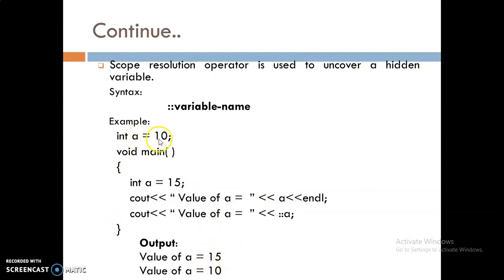But when we try to access the global variable which is outside the function, that is A is equal to 10, then I have to use the scope resolution operator along with A. Then I am able to display the value of A. So you can see that by using the scope resolution operator, you can access the global variable inside the function or block.